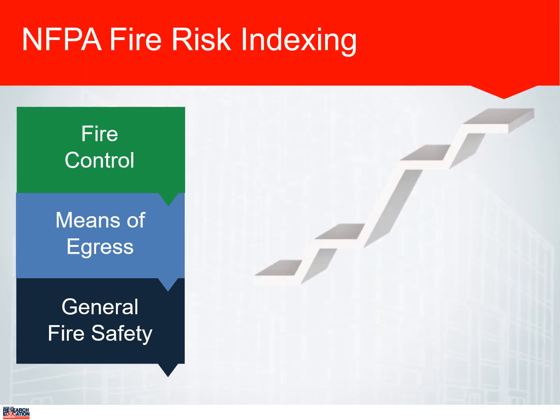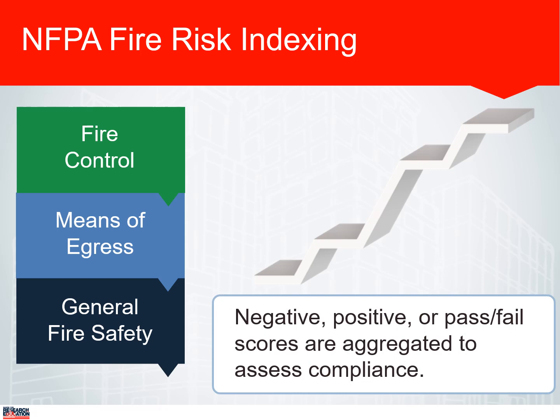Using NFPA 101A is similar to using IEBC in that it uses a scoring system to determine the overall level of safety in a building and compares that score to a predetermined level that a committee has deemed appropriate. It also uses three categories to describe components: fire control, means of egress, and general fire safety. As with the IEBC tool, the risk and the mitigation components are scored. For instance, a negative score may be given to a building with unprotected vertical openings, and a positive score will be given for a rated enclosure.